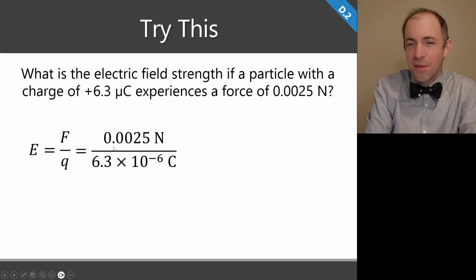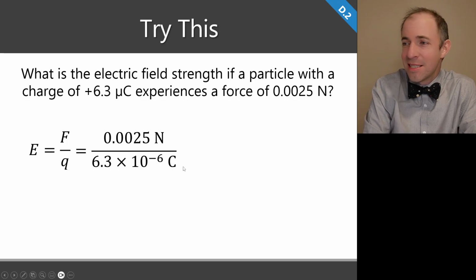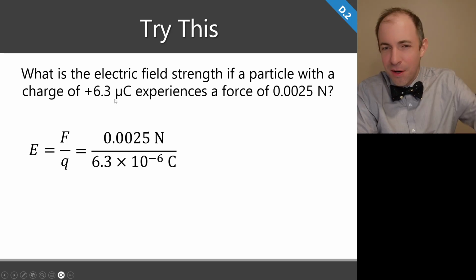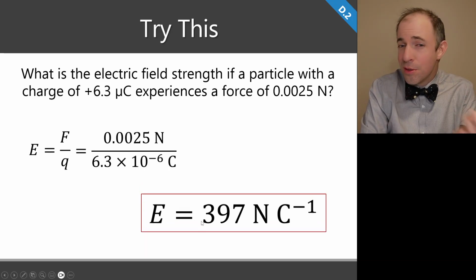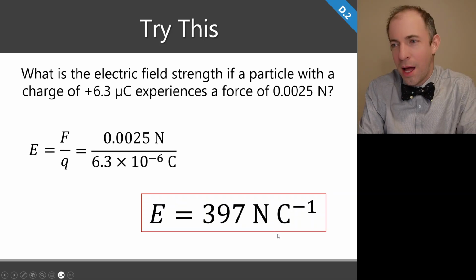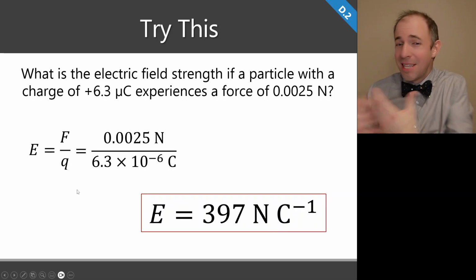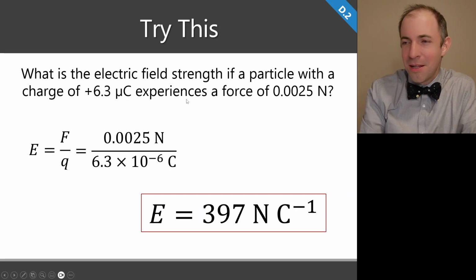So we've got our force of 0.0025 divided by 6.3 times 10 to the minus sixth coulombs. That is converting microcoulombs into coulombs. And we can get a field strength, again in newtons per coulomb, of 397 newtons per coulomb. So sometimes we'll just use that equation given these values to then calculate that piece.